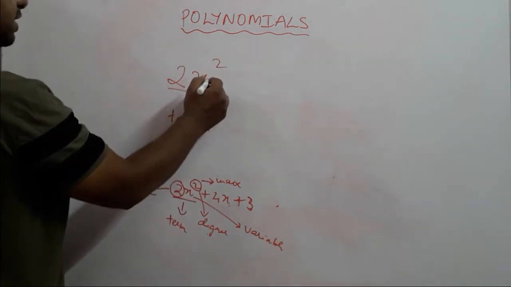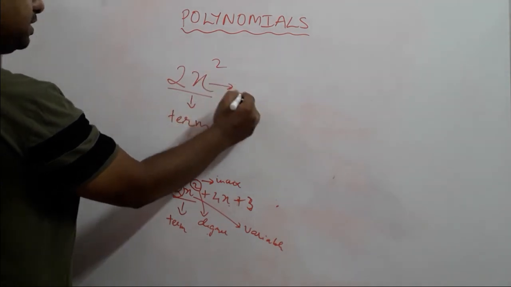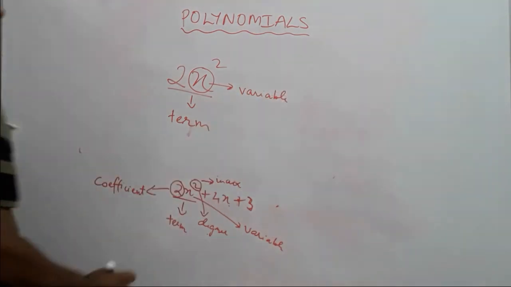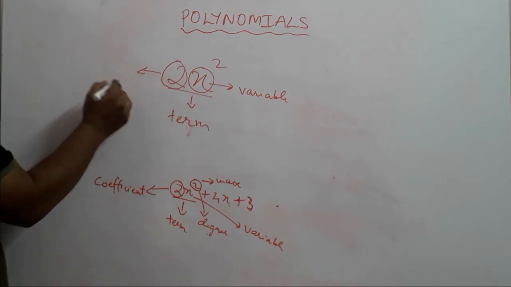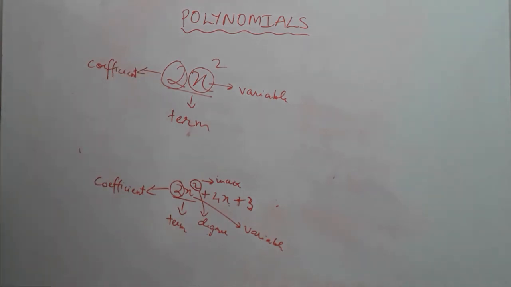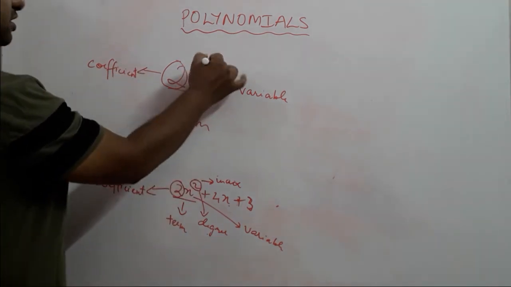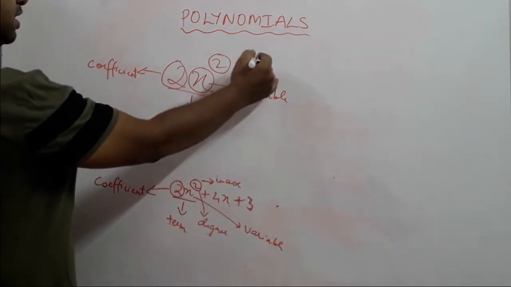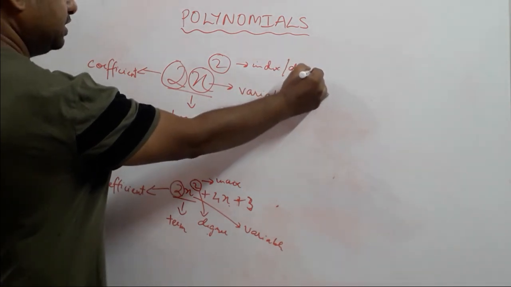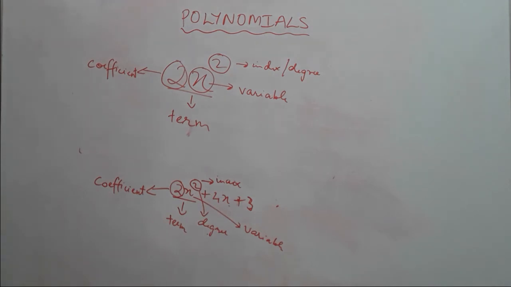Now, x becomes the variable, 2 becomes the coefficient, and this 2 becomes the index, also known as the degree of the polynomial. This is a polynomial by itself as well. It doesn't have to be 3 terms; even one term is a polynomial.